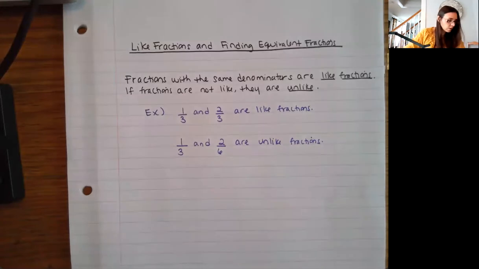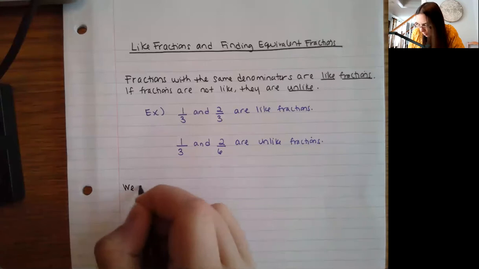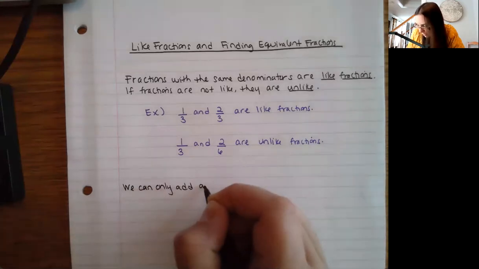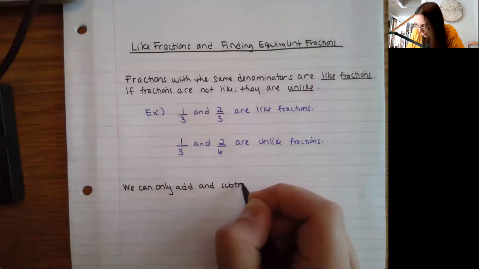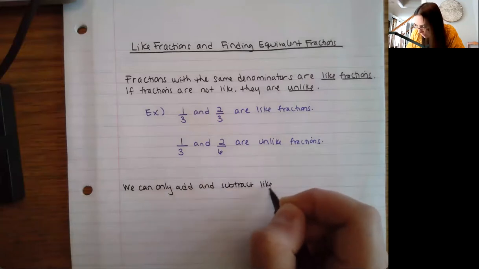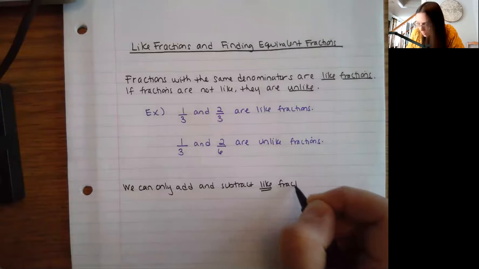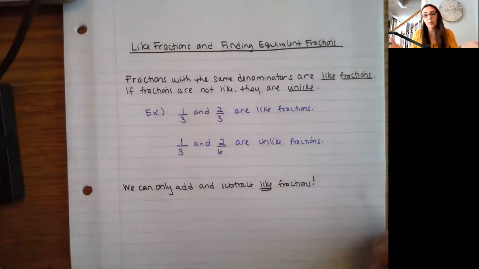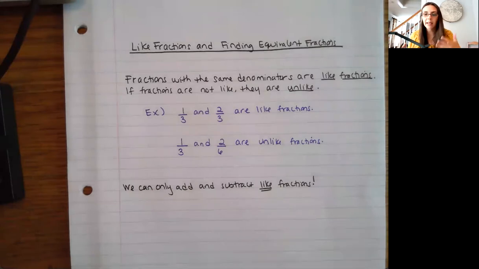And why we need to know this is because we can only add and subtract like fractions. This is very much like with like terms, right? So if you think about this, we've been multiplying and dividing with fractions that are like or unlike, it doesn't matter. And it's the same thing with variables, right? We can multiply with variables or divide with variables, it doesn't matter.